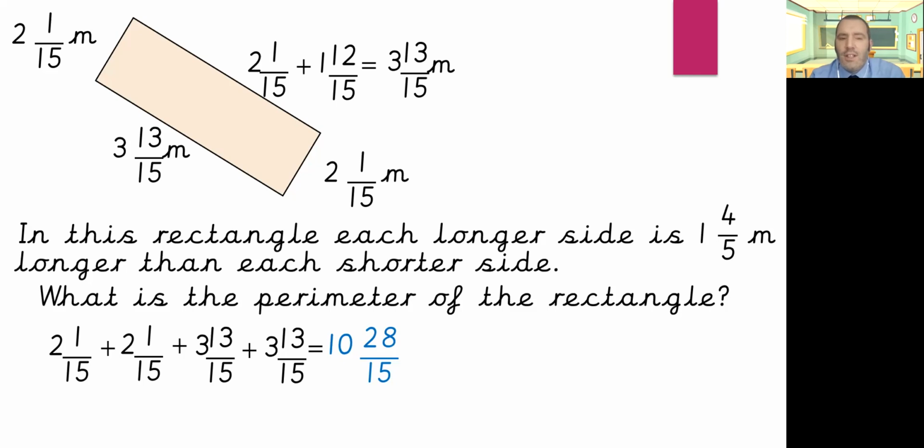Now I can't leave it like that because I've got a mixed number and an improper fraction. So I'm going to divide 28 by 15. So I now have 11 wholes and 13 15ths. And I need to remember to add on meters because that's the measurement we're using for this calculation.